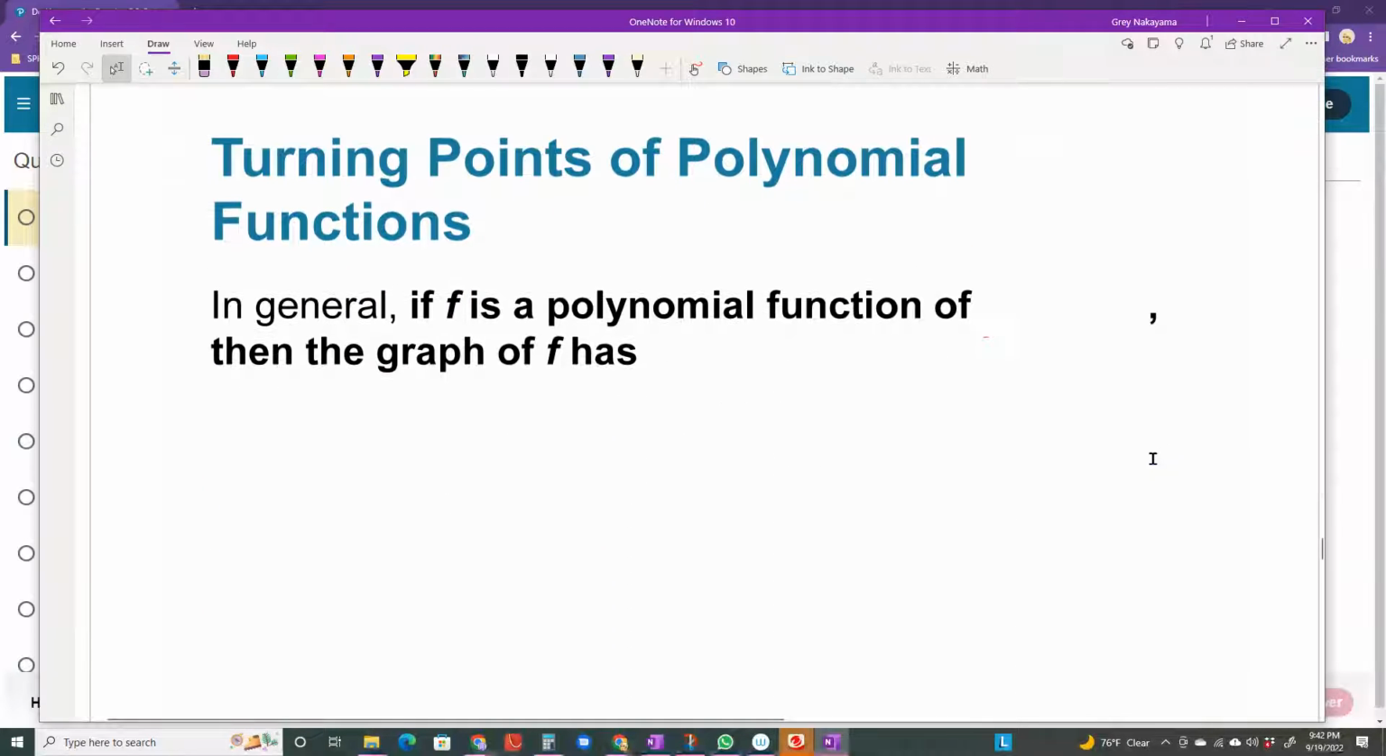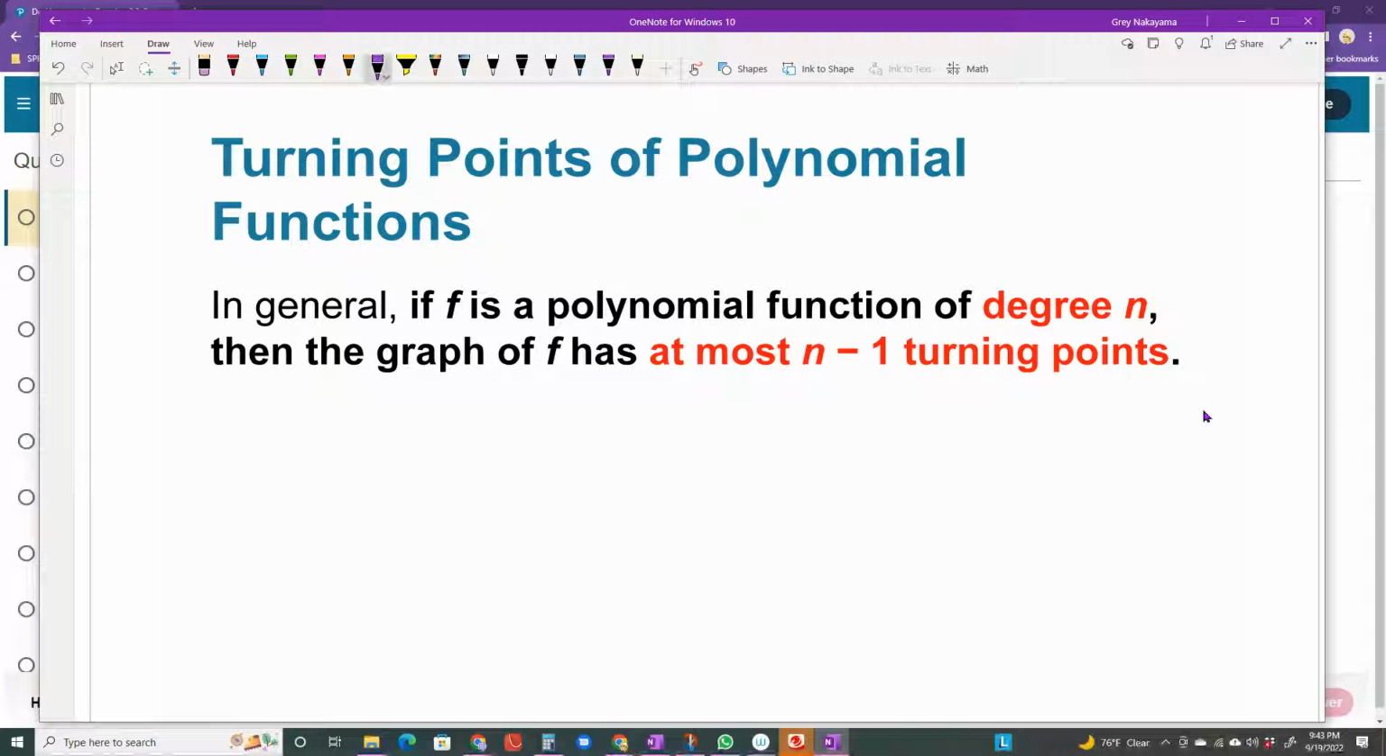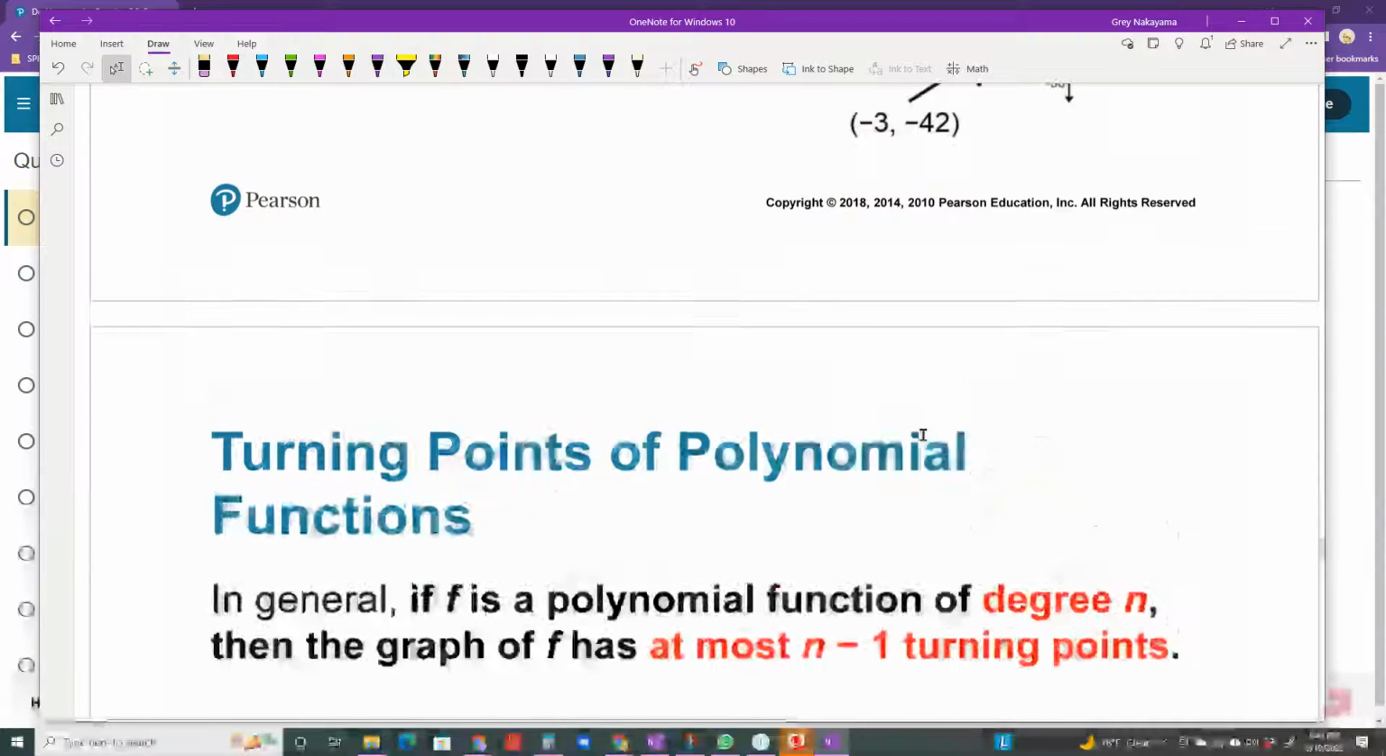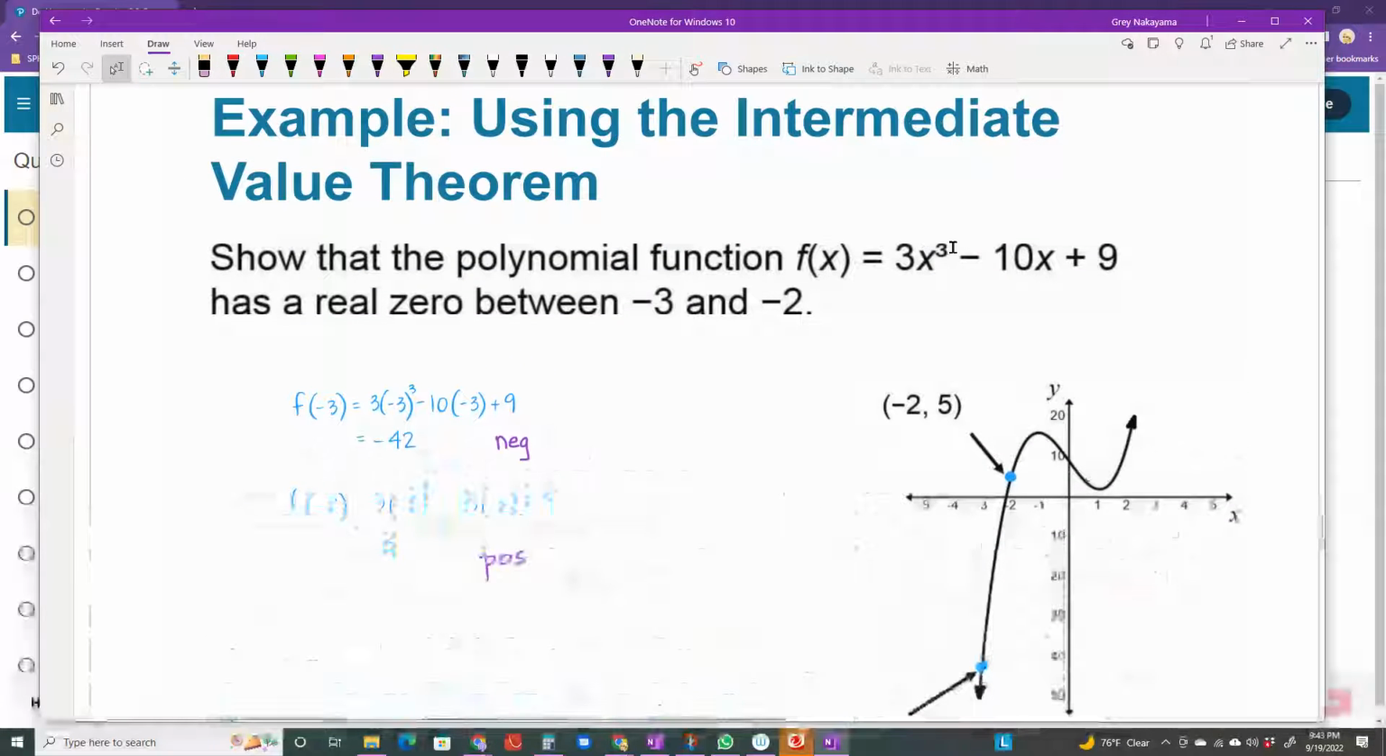Okay, another helpful thing when we're graphing is to know the turning points, the peaks and valleys. In general, if a polynomial function has a degree of n, then it will have at most n minus 1 turning points. Okay, what was this one? This was a cubic, so it would have at most 3 minus 1, which is 2 turning points.